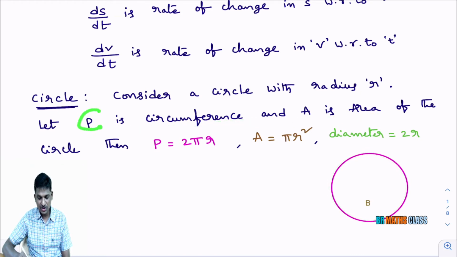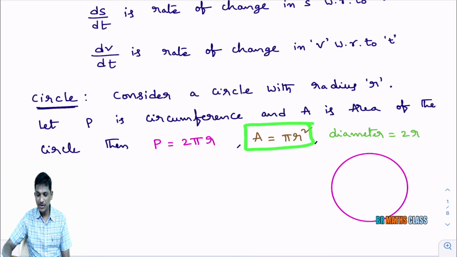Circumference of the circle is denoted by P and A is the area of the circle. To calculate the circumference of the circle, the formula is 2 pi r. We know these things from earlier classes. The formula you need to know: circumference of a circle is 2 pi r, and the area of a circle formula is pi r square.